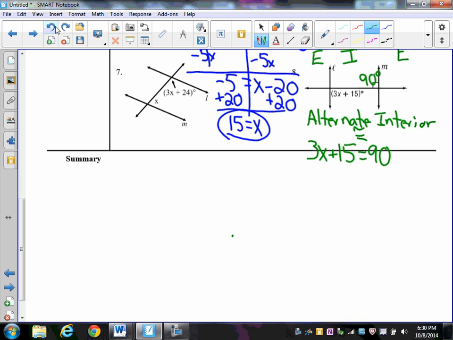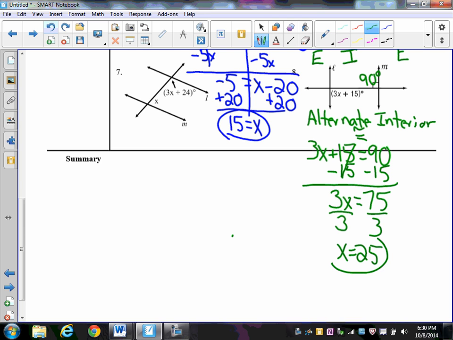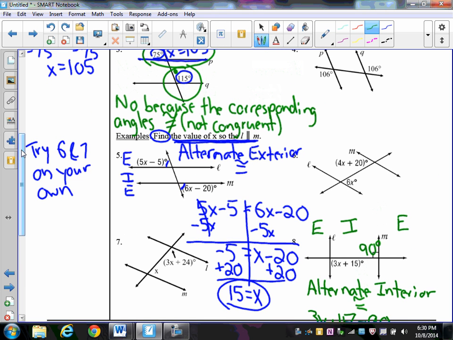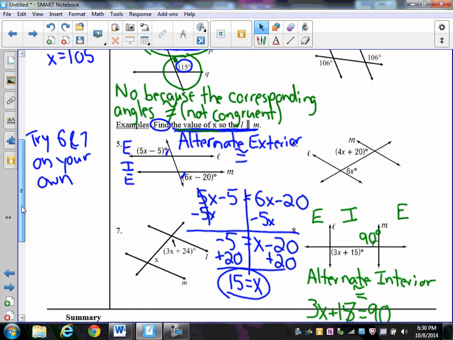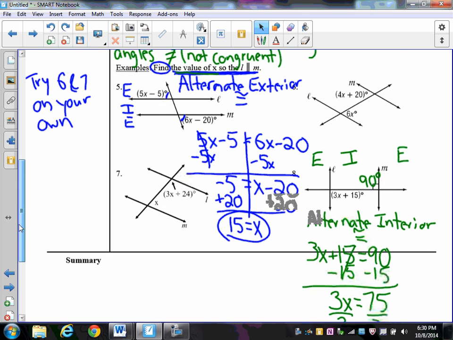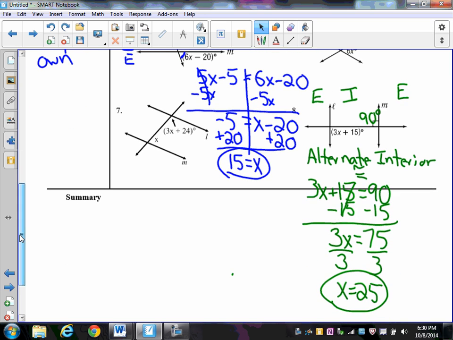All right, so whenever I solve this, I subtract 15. 3x is equal to 75. And then I divide by 3, and I get x is equal to 25. Once again, the directions say find the value of x. That's what I found. So I'm done with that problem. Again, try 6 and 7 on your own. And if you have any questions, as always, come to class prepared with them.